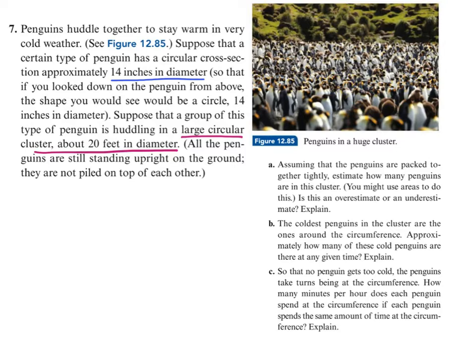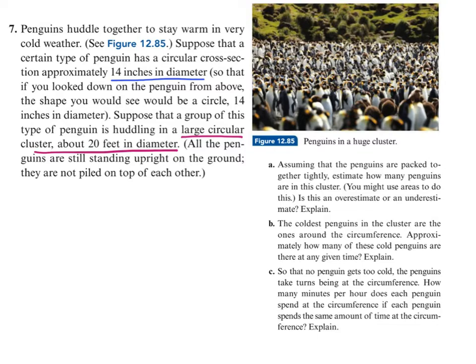Suppose that a certain type of penguin has a circular cross-section approximately 14 inches in diameter, so that when you look down on the penguin from above, the shape you would see is a circle with a diameter of about 14 inches. Suppose that a group of this type of penguins is huddling in a large circular cluster that has about 20 feet in diameter, meaning all the penguins are still standing upright on the ground. They're not piled on top of each other. They're standing straight up, and there's one big circle that has 20 feet in diameter.